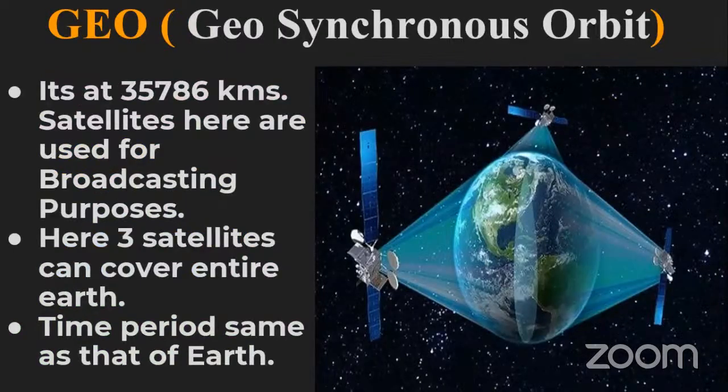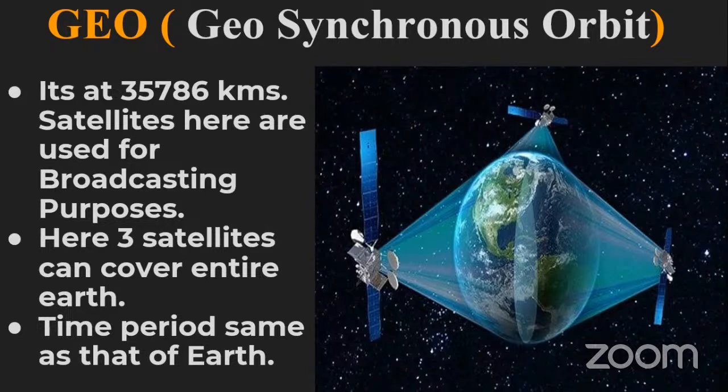So next is the geostationary orbit or geosynchronous orbit. It is about 35,000 kilometers from the Earth's surface. To be precise, 35,786 kilometers from the Earth's surface. Basically, it is used for broadcasting.